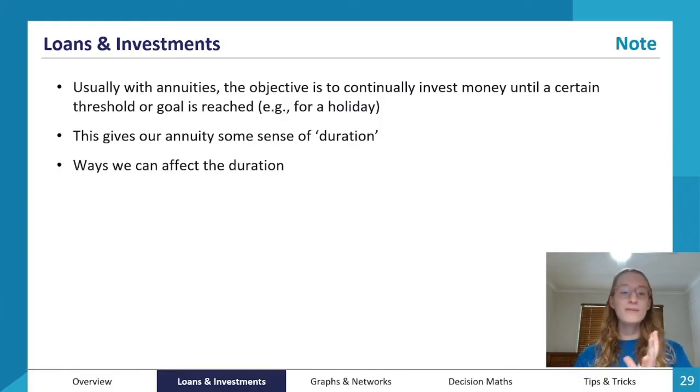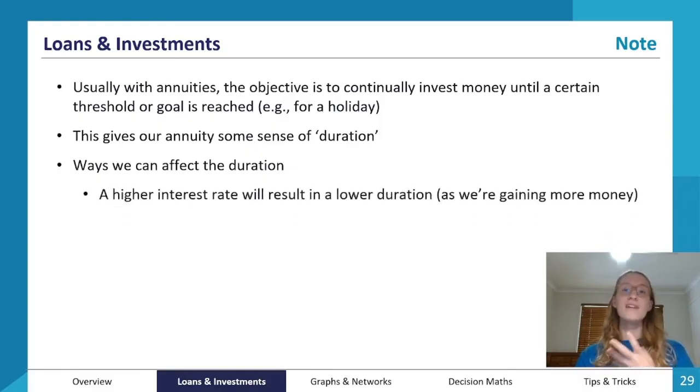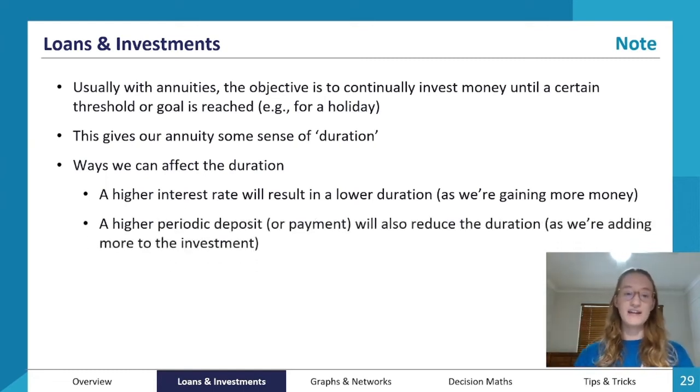And I think we've already briefly touched on that there are ways that we can affect the duration of the annuity. So for example, a higher interest rate will result in a lower duration because we're going to be gaining money quicker. Again, this is an investment. So if we have a higher interest rate, the amount of money that is ours is going to grow quicker and quicker and quicker. And that is really awesome news because we want to make lots of money from it. So we're going to reach our savings goals quicker. So it's going to have a shorter duration, you could say.